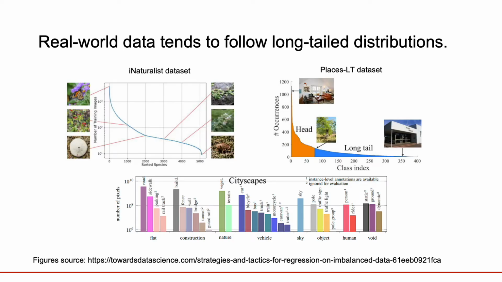Many real-world datasets exhibit an imbalanced distribution. For example, here I have 3 real-world datasets. For each plot, the class indices on the x-axis are sorted according to the class frequency. And we can see that some classes have much more samples than others.